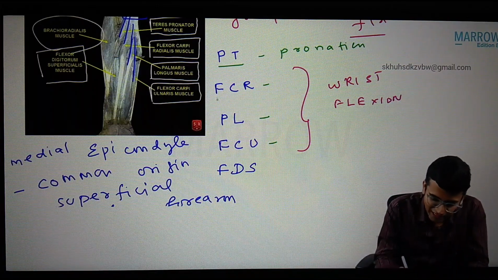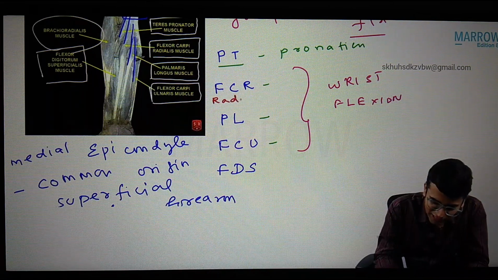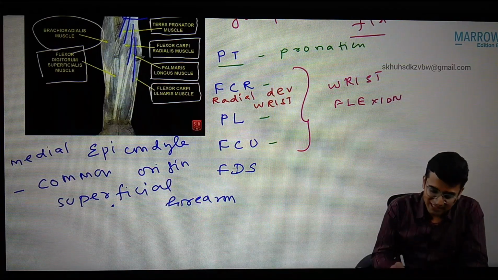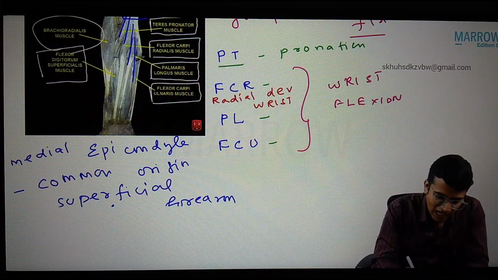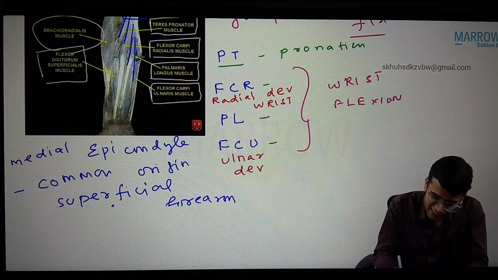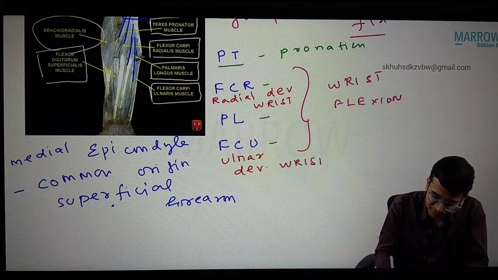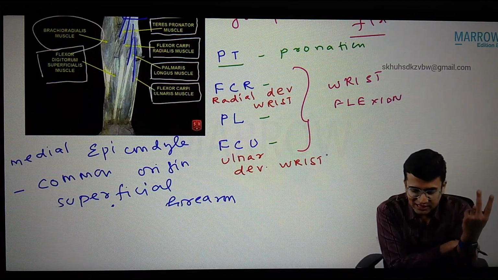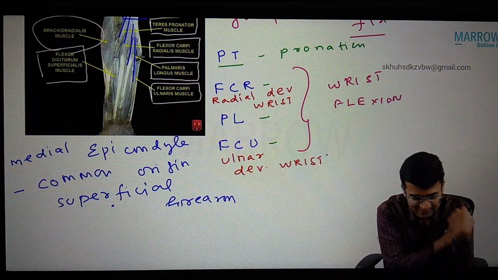So flexor carpi radialis does radial deviation of the wrist. Flexor carpi ulnaris does ulnar deviation of the wrist. Okay, right. So 2 actions for flexor carpi radialis and 2 actions for flexor carpi ulnaris.